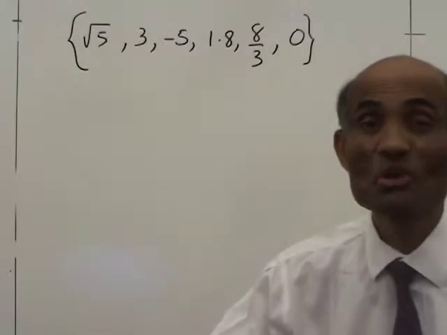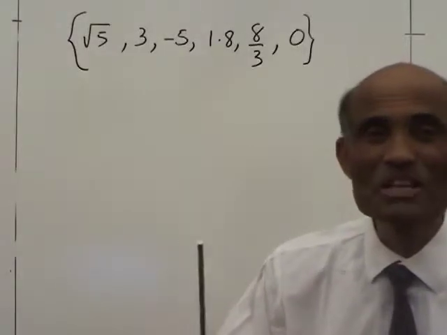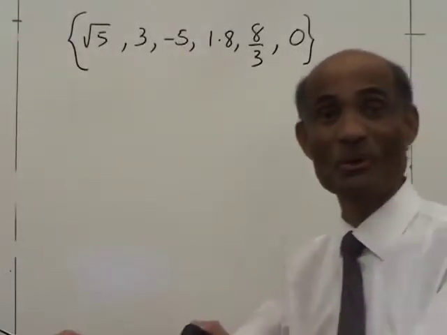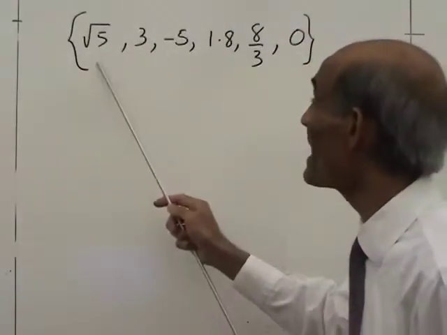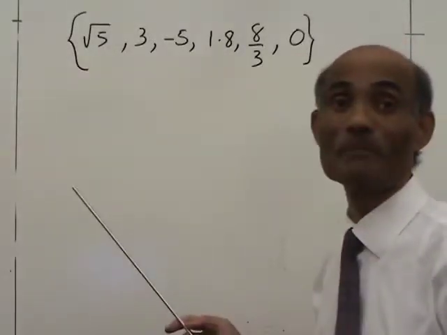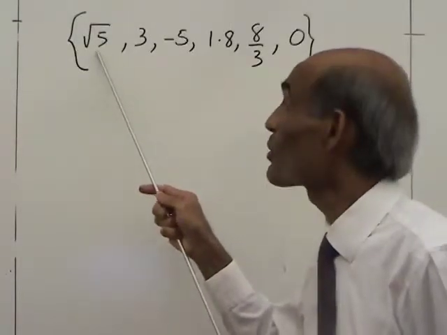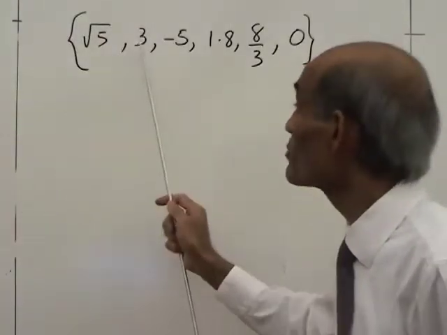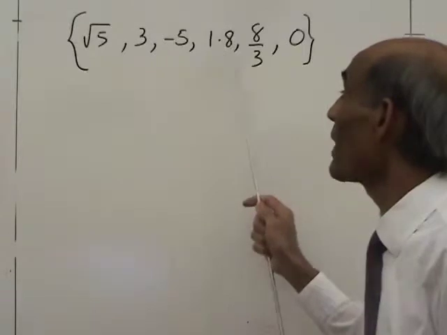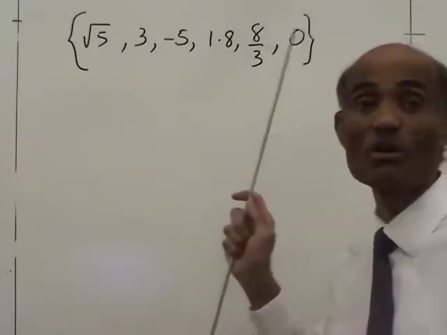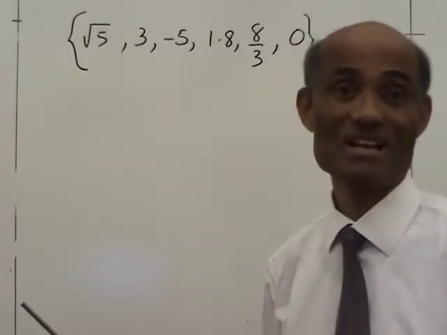Now, what are the rational numbers in this set? All numbers except the irrational numbers are all rational. Alright, first of all, let's identify an irrational number. Is there an irrational number in here? Yes. This is an irrational number. So, square root 5 is irrational. That means all others are rational. 3, negative 5, 1.8, 8 over 3, 0 are all rational numbers. You must be very thorough with these kind of simple problems.